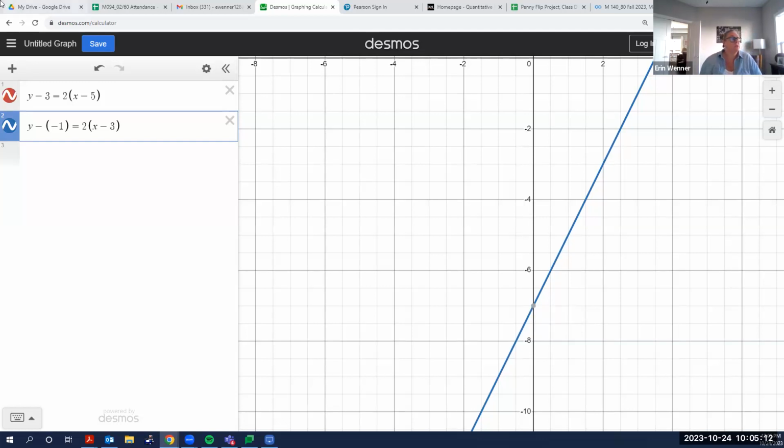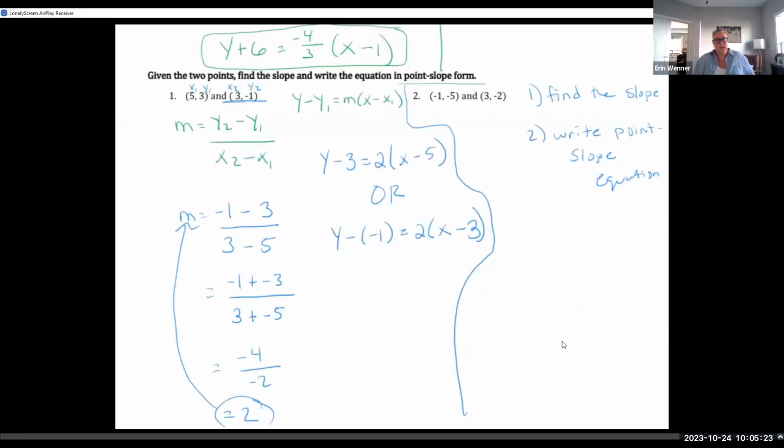Let me share my normal board with you again. Okay, so go ahead and find your slope first, then find your equation. And you can just wait and send me the answer as your equation, okay?